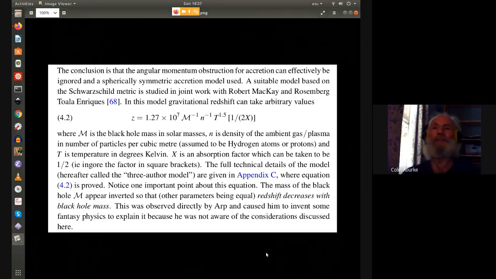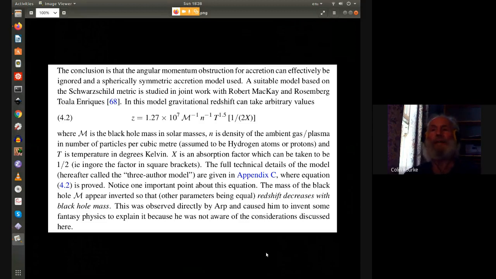Okay, so the conclusion of this is the angular momentum obstruction for accretion can be ignored, and a spherically symmetric accretion model can be used. And a suitable model is based on the Schwarzschild metric. It's studied in joint work with Robert Mackay, I've mentioned before, and our student Rosenberg Toala Enriquez, who was a student a few years ago now. It's been going on so long. In this model, gravitational redshift can take arbitrary values.